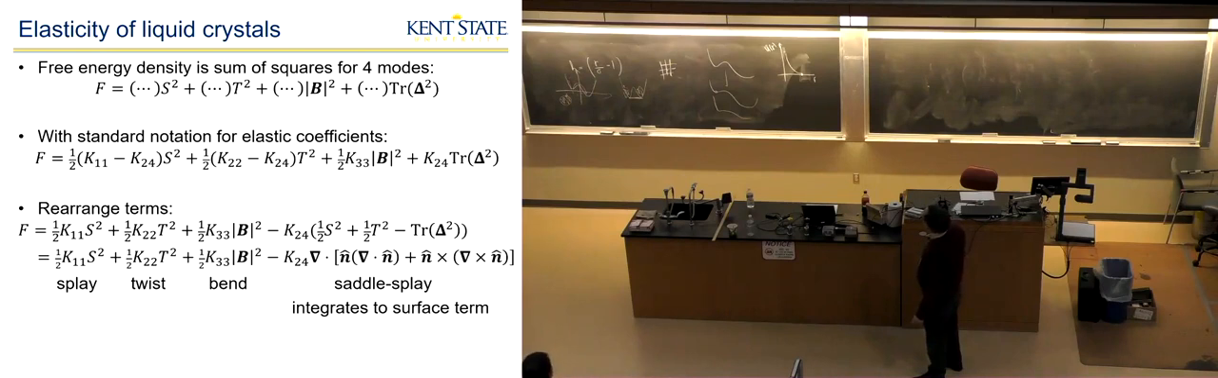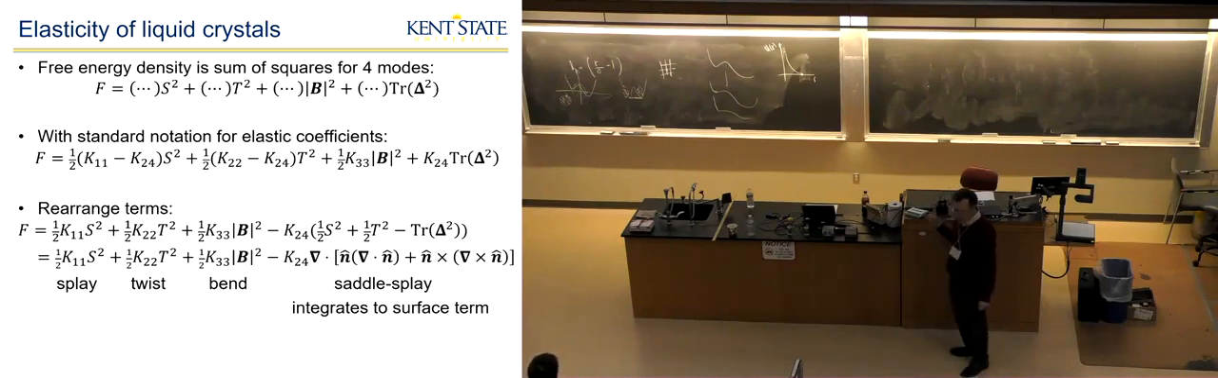terms and say that a certain combination of delta and splay and twist is this total divergence, which people normally call the saddle splay. And so I get this standard form of splay squared plus twist squared plus bend squared minus this saddle splay business. And then this saddle splay business integrates to a surface term thanks to the divergence theorem. And so many people like to ignore it, even though maybe they shouldn't.